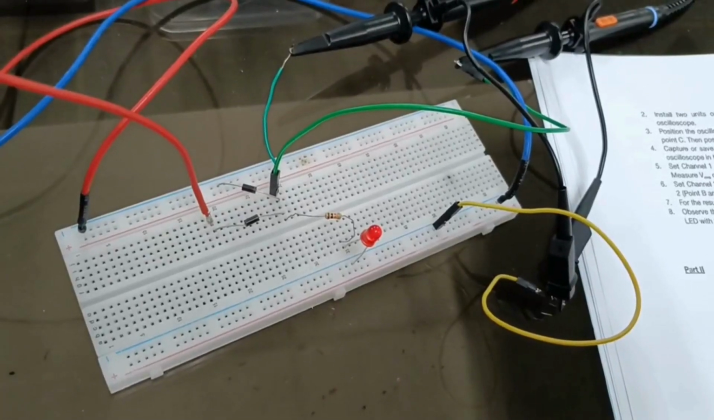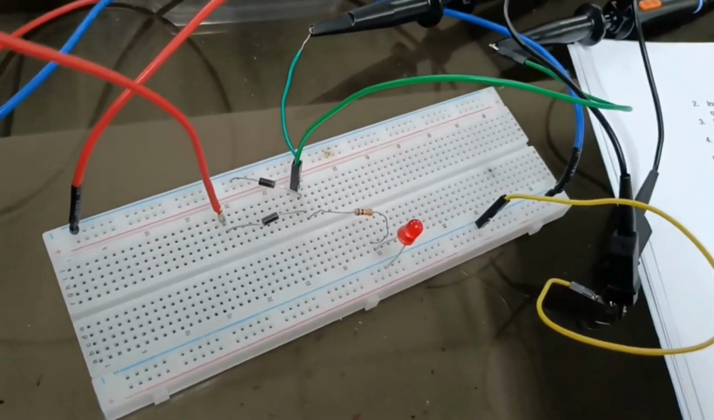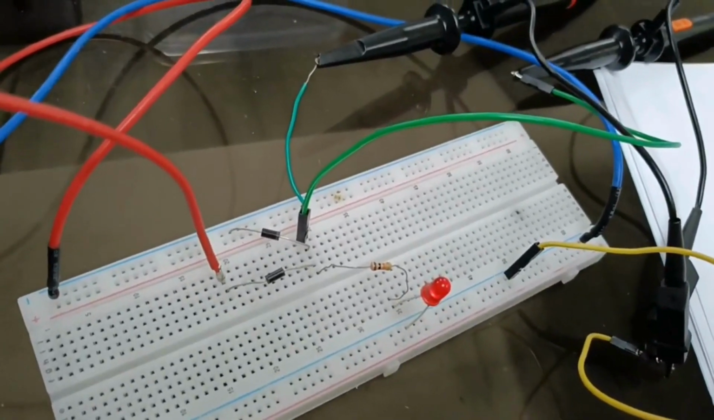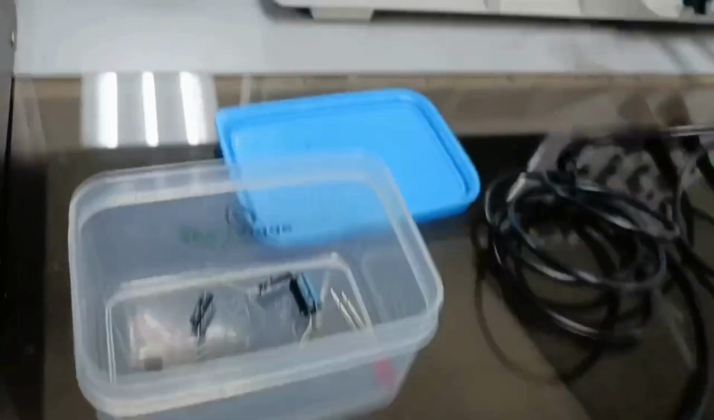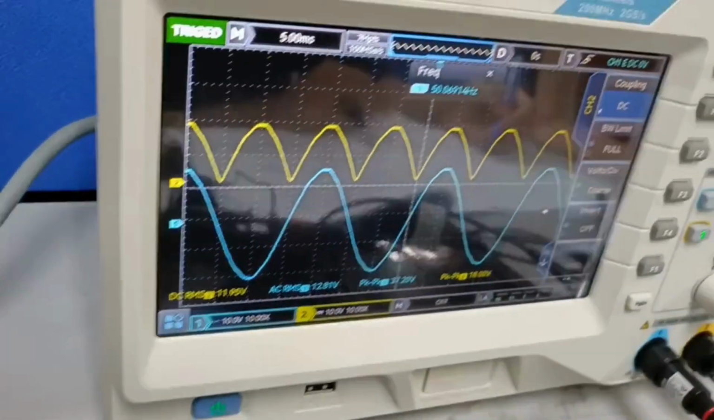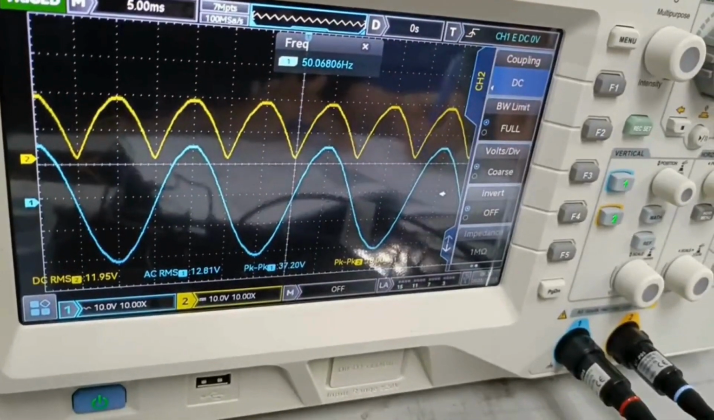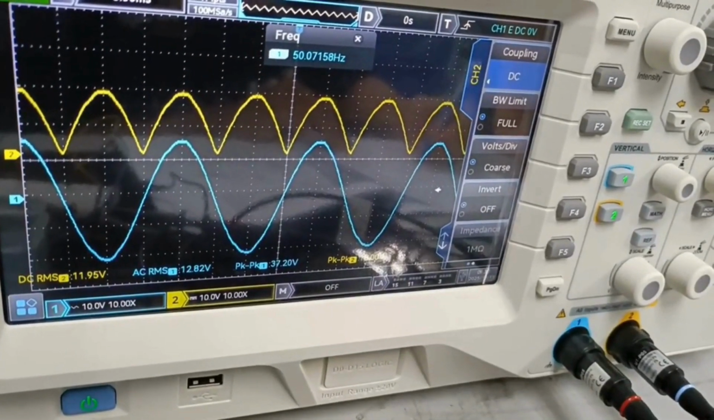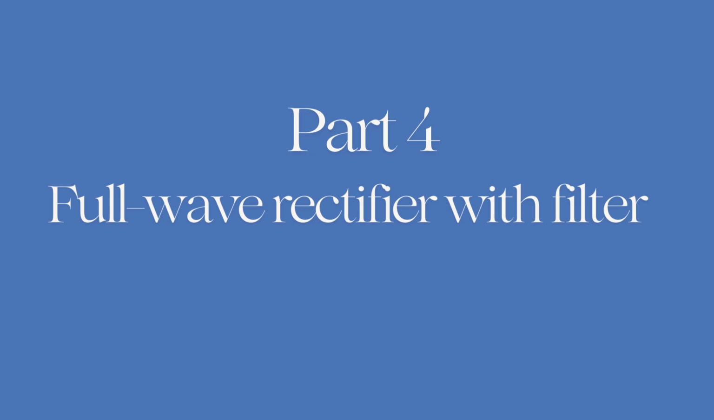For the third part, which is full-wave rectifier, the full-wave rectifier was constructed. The input and output waveform, together with the voltage value, were measured using an oscilloscope. At last, the LED brightness was observed for comparison.